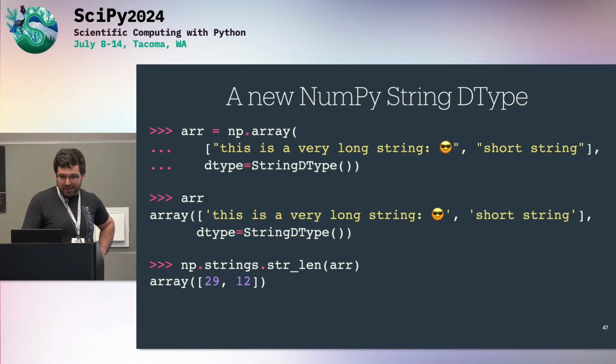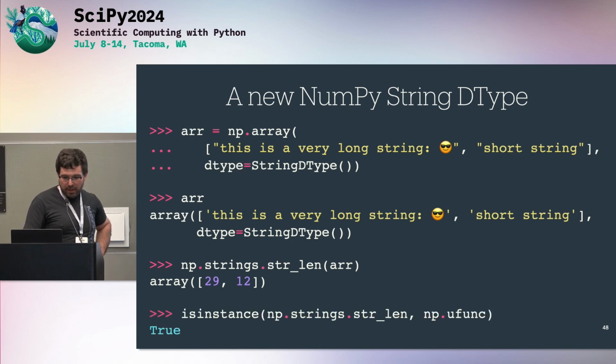So we call strlen on this, and it gives me the correct answer. Here, the strlen is in bytes, actually. And if we check, it is, in fact, a ufunc. NumPy 2.0 has string ufuncs now, and they work with all of the NumPy string DTypes.